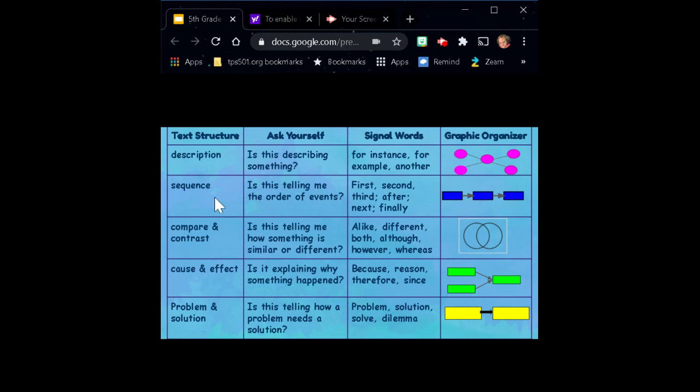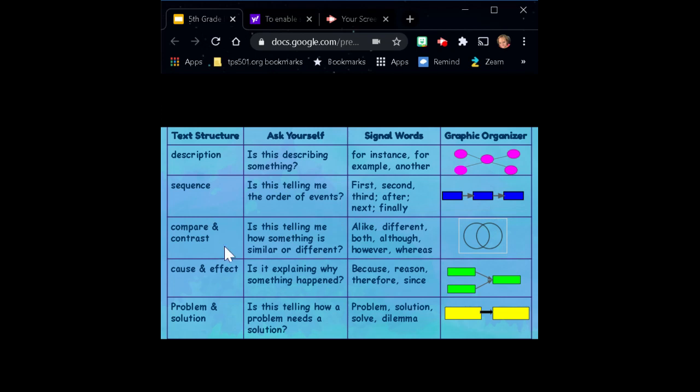Sequence is the next text structure. Is this telling me the order of events? That's something that we could ask. That would tell us, that's sequence. Some of the signal words would be first, second, third, after, next, finally, in conclusion. Here is a graphic organizer that you might use for sequence when you're reporting sequence. Another term for sequence could also be chronological order.